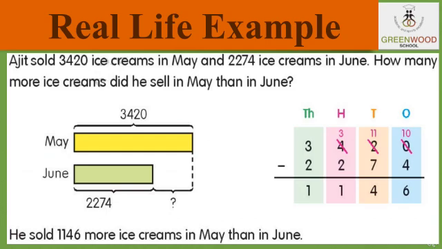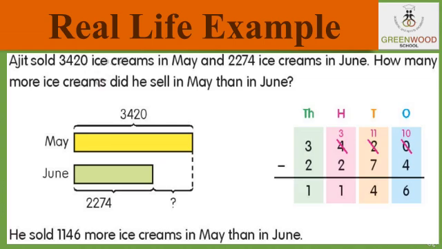Ajit sold 3,420 ice creams in May and 2,274 ice creams in June. How many more ice creams did he sell in May than in June? So we need to find the difference between these two numbers. So first we'll start from ones place, that is subtract the ones. 0 minus 4. So 0 is a smaller number, so we'll borrow a 10 from tens place. That is 10 minus 4 is equal to 6.